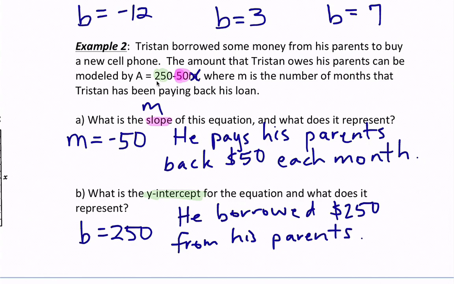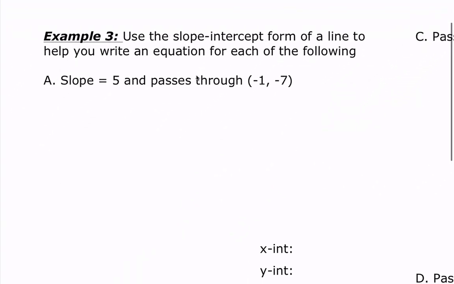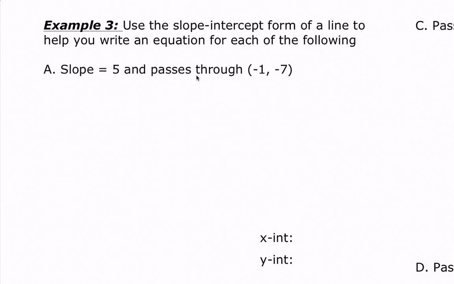So this equation, we're going to start with 250 because we owe them that much. And we're taking away 50 each month because we're paying them back $50 every month. Okay.